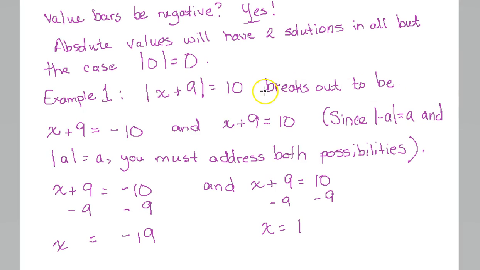All right, so when I split it out, if you stop and think about the fact that the absolute value of -a is going to be a, and the absolute value of a is a, you have to address both possibilities. So when I take those absolute value bars off, I'm going to wind up with x plus 9 equals -10, and I'm going to have x plus 9 equals 10. When I subtract the 9 from both sides of the equations, in this case, I wind up with x equals -19. And here I wind up with x equals 1.